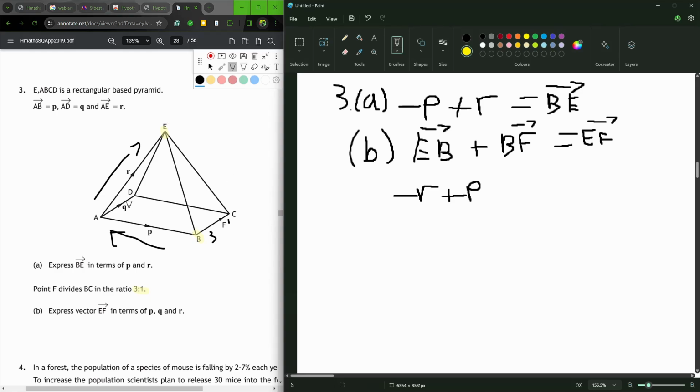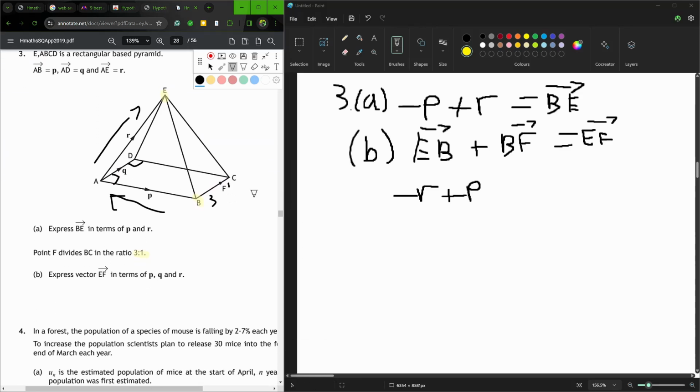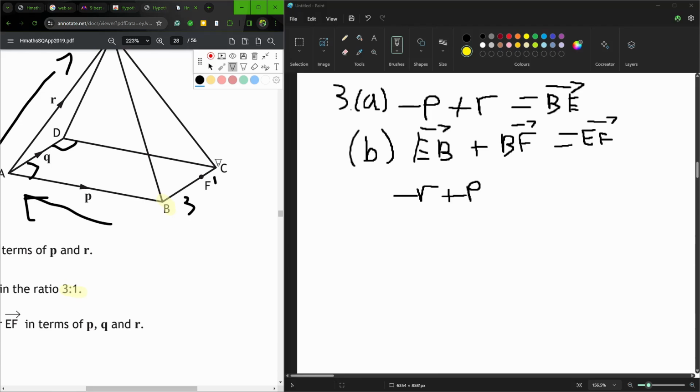if it was B to C, because remember, these are all at 90-degree angles here, so you can shift Q along there, and it would be the same as B to C. But it's B to F, which is slightly shorter. Remember I said it's 3 bits to get to F and then 1 bit, and it's 4 in total. Well, doesn't that make you think of fractions?